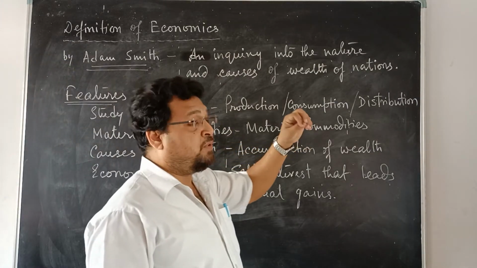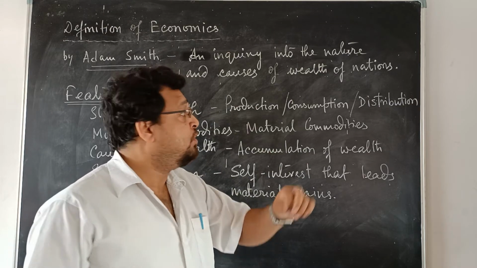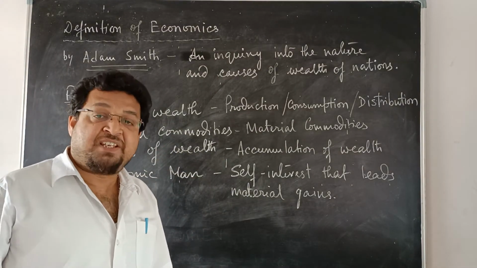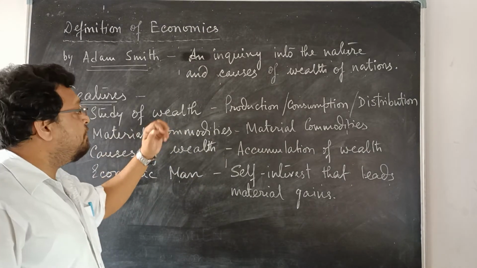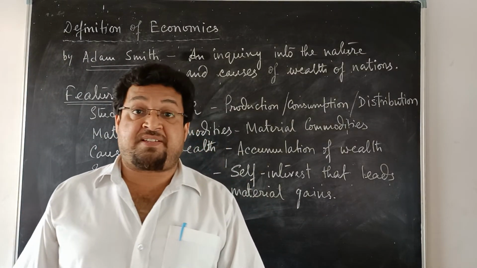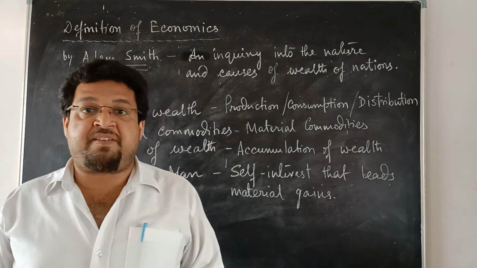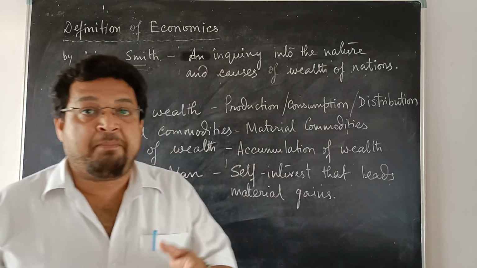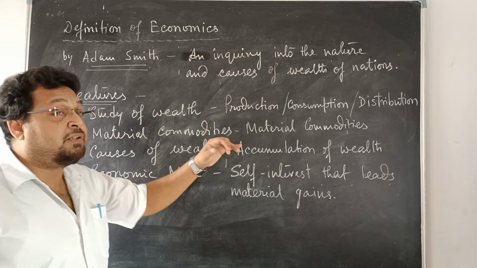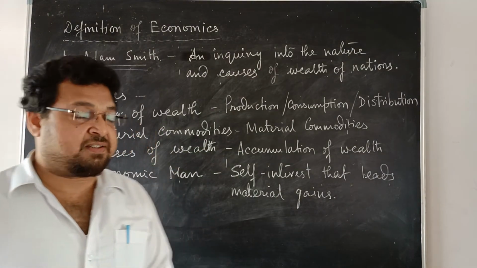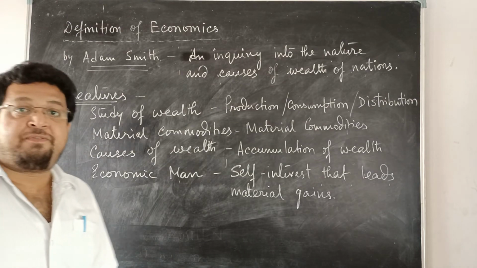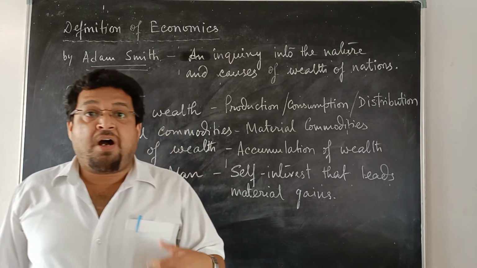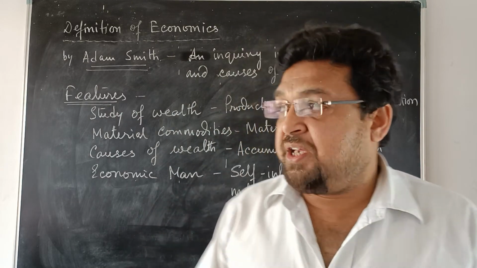His concern was mainly concentrated on the wealth of nations. The subject deals with the study of wealth, where we talk about production of goods and services, consumption of goods and services, and distribution of goods. All material things. His definition also includes the material commodities. And he talked about accumulation of wealth, because the more wealth you have, the more the nation grows, the nation is rich. So how wealth can be accumulated, this also he talked about.